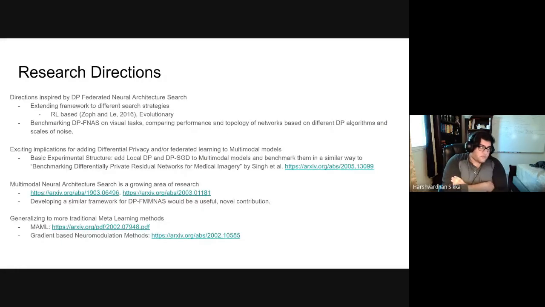I have already gone to 7 minutes and 45 seconds, so I don't want to take up too much more time. But yeah, I'd be happy to talk about this. A really exciting area, I think, in the long term is multimodal neural architecture search, and trying to figure out the non-trivial modifications that have to happen to make this setup work for multimodal data. That's a pretty novel contribution, so we're looking at that too.